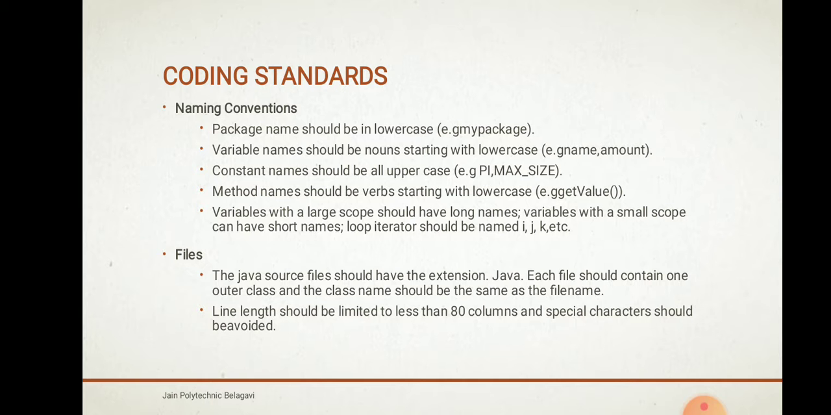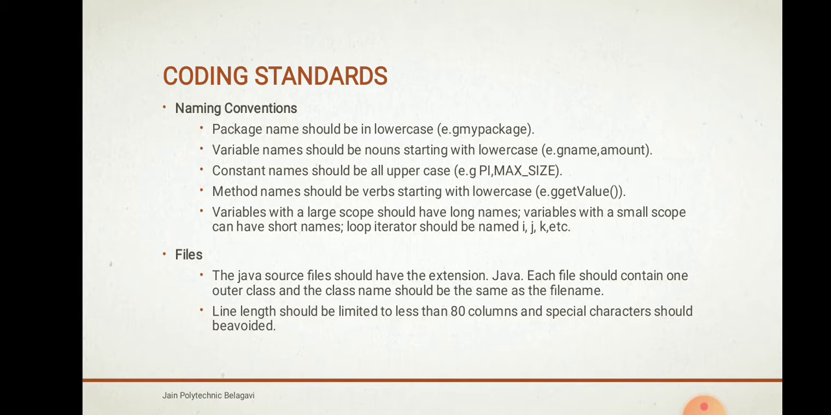Constant names should all be in uppercase. Method names should be verbs starting with lowercase. Variables with large scope should have long names, and variables with small scope, that is, variables whose scope is within the function, should have shorter names. Loop iterators should be named i, j, k, etc.